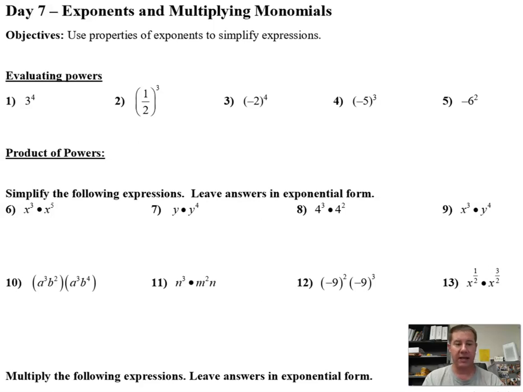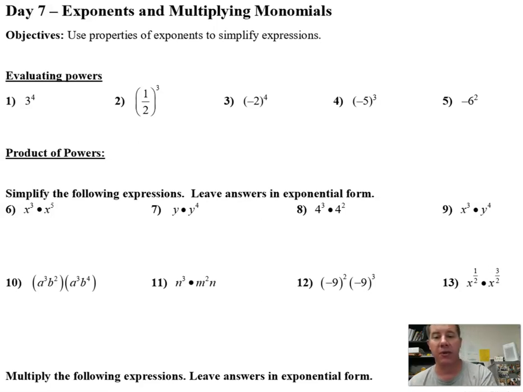But down below, if I had a number in front of that, here we have x is the base, 3 is the power or exponent. If I had a number in front of that, that would be the coefficient. What the power or the exponent tells us is how many times to multiply the base.